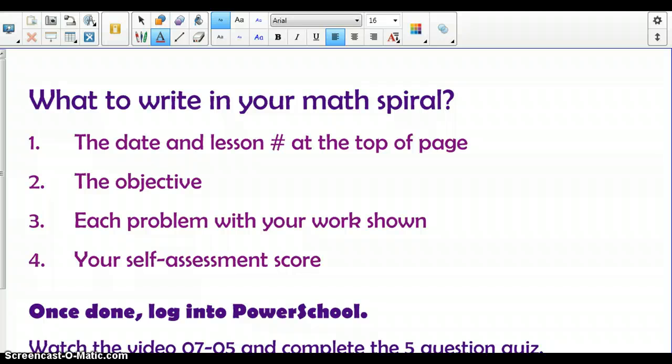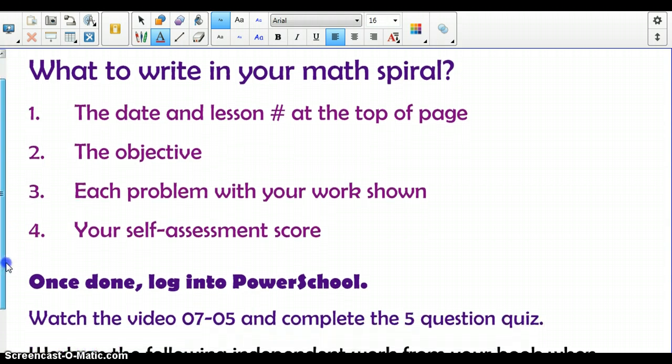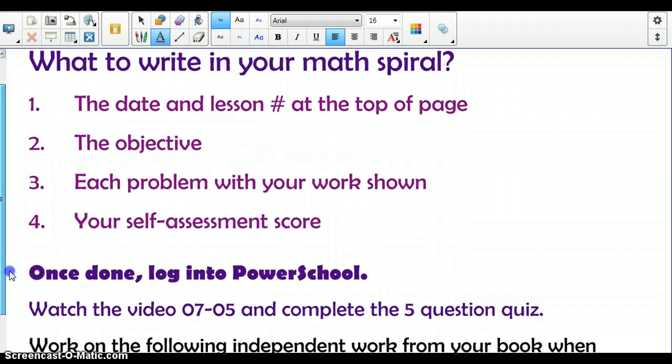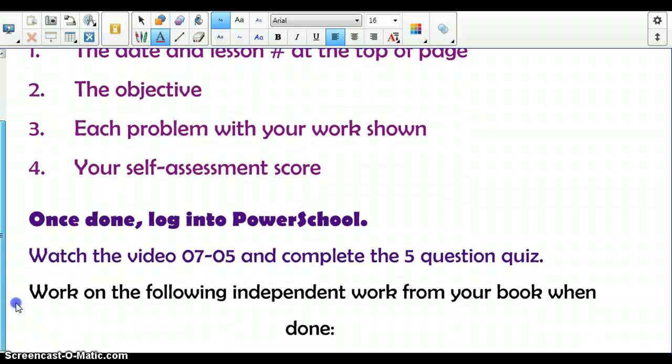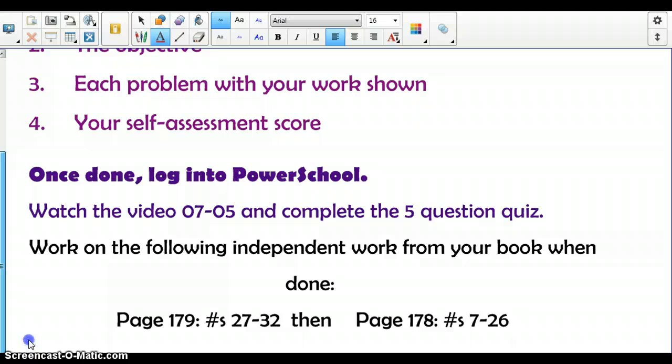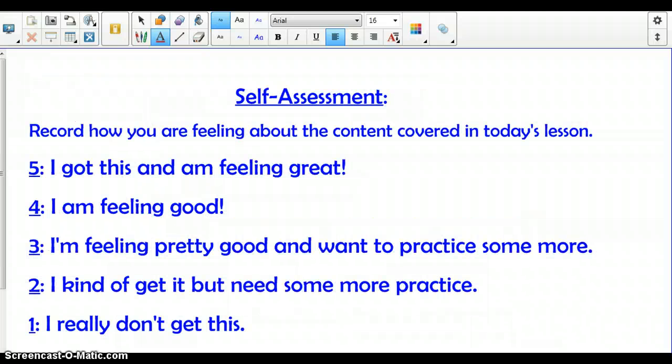Now it's your turn. Please follow the directions here to write in your math spiral. Don't forget to do the self-assessment. Here's the self-assessment.